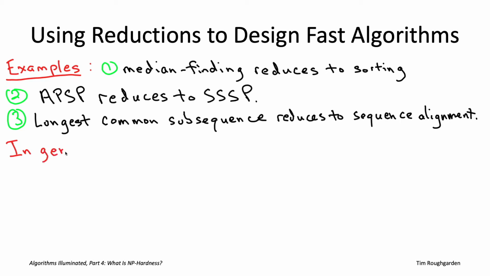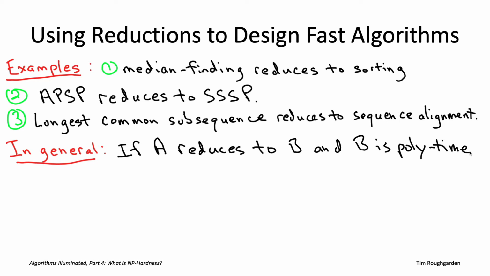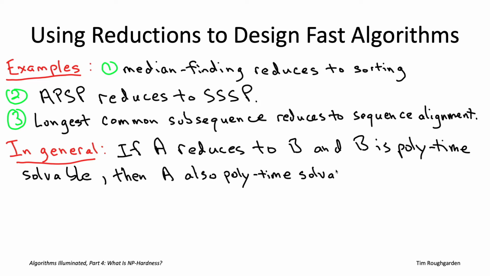So in general, if you have a reduction from a problem A to a problem B, and B can be solved by a polynomial time algorithm, then that immediately gives you a polynomial time algorithm for the problem A as well. For example, the problem A could correspond to all pairs shortest paths, the problem B could correspond to single source shortest paths, and because we have a polynomial time algorithm for the latter problem, that immediately gives us a polynomial time algorithm for the former problem as well. So reductions spread tractability, spread polynomial time solvability from one problem to another.